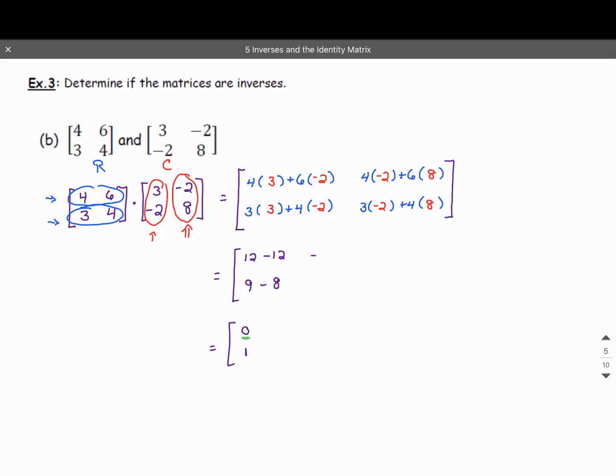4 times negative 2 is negative 8. 6 times 8 is 48. 3 times negative 2 is negative 6. Plus 4 times 8 is 32. Oops, I forgot to do those. So negative 8 plus 48 is 40. Negative 6 plus 32 is 26. This is definitely not our inverse matrix, so our answer is no. These two matrices are not inverses. Okay?